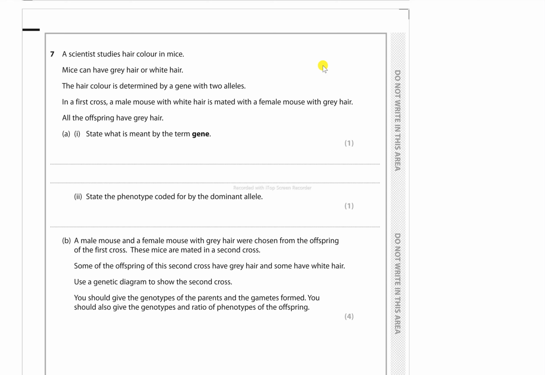The scientist studies hair color in mice. Mice have grey hair or white hair. In a first cross, a male mouse with white hair is mated with a female mouse with grey hair. All the offspring have grey hair.